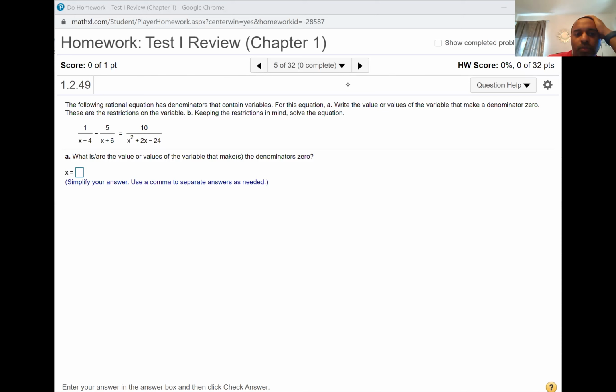So in that first one, you're just talking about what's going to make this undefined. What's going to put 0 in my denominator? And I was thinking they were looking for a solution. Well, now in B, it says solve the equation. So B would have been looking for the solution. A was just trying to make sure you understood what values were not able to be a solution.